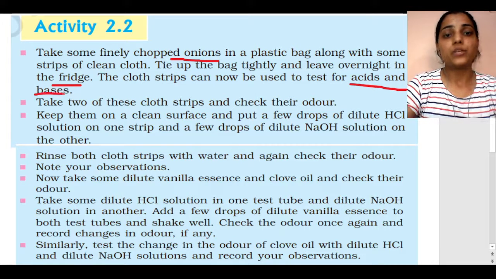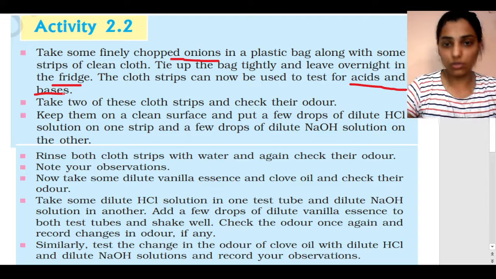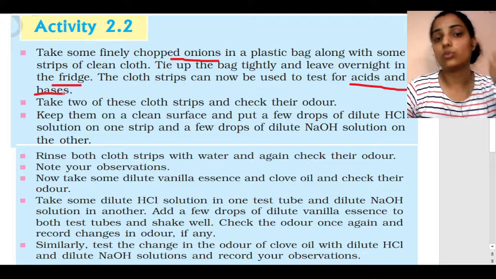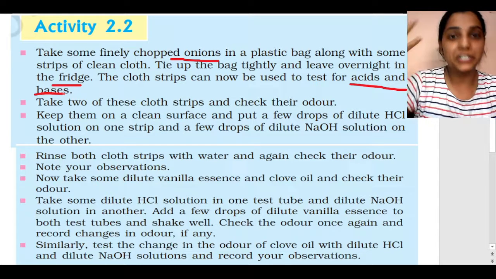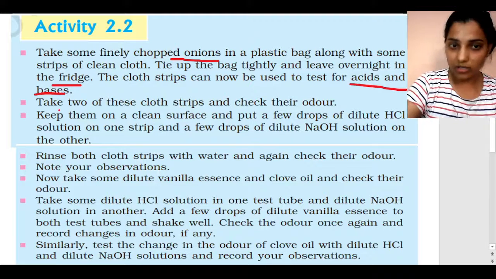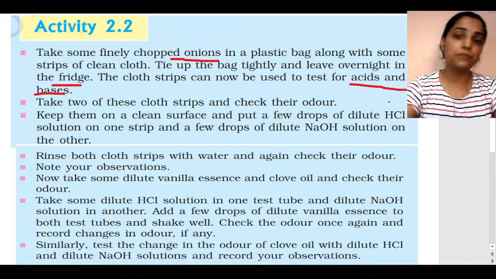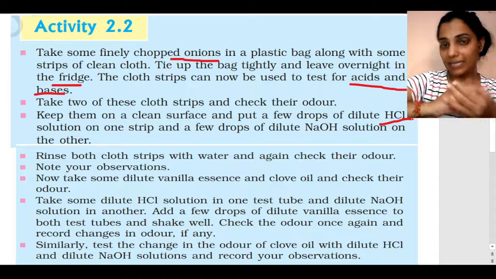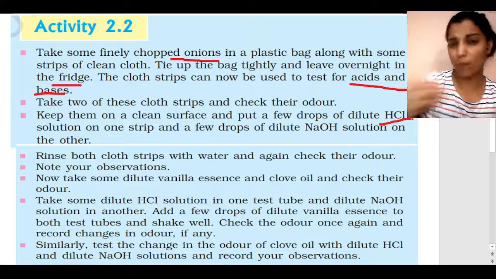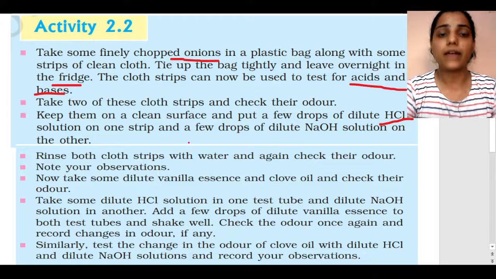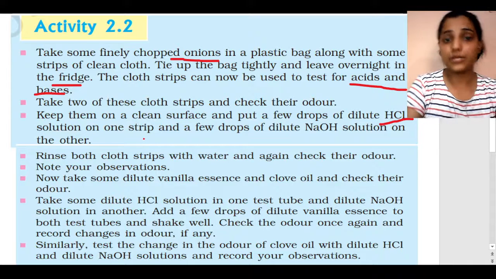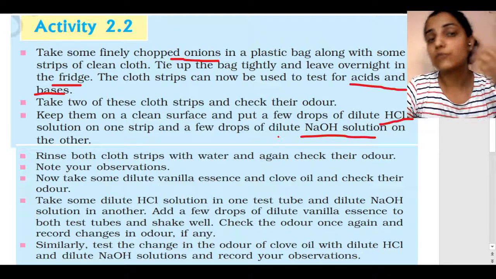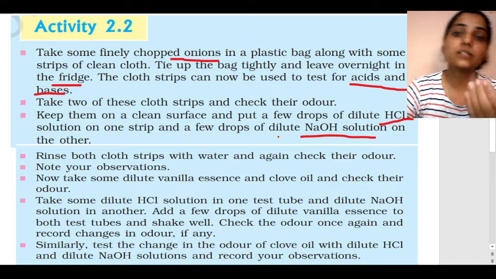Now second, take two of these cloth strips and check their odor. Now you have to take two cloth strips and smell them. Now keep them on a clean surface and put a few drops of dilute HCl on one strip and a few drops of dilute NaOH solution on the other. So on one strip we'll put HCl, on another strip we'll put NaOH.